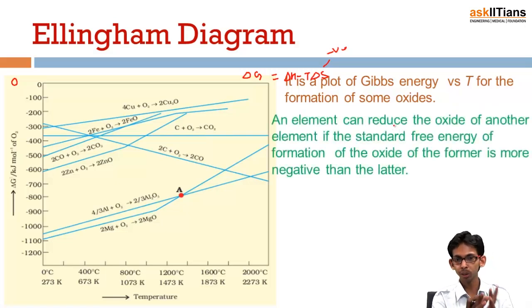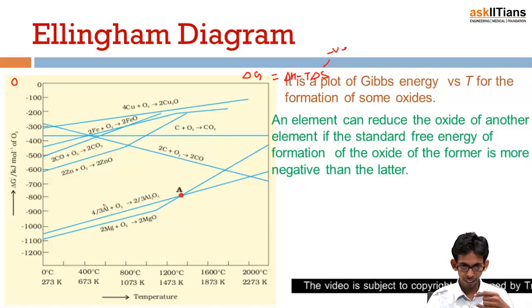And what is the use of this diagram? An element can reduce the oxide of another element if the standard free energy of formation of the oxide of the former is more negative than that of the latter. That means those metals whose plot is at the bottom can reduce those metals which are present at the top.